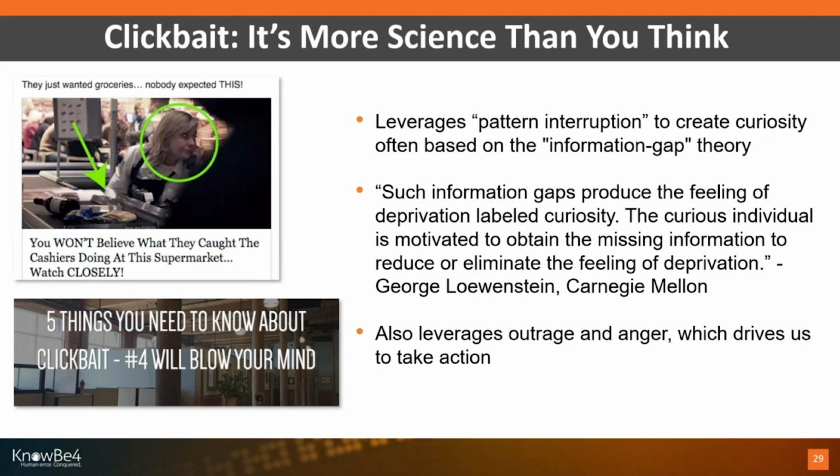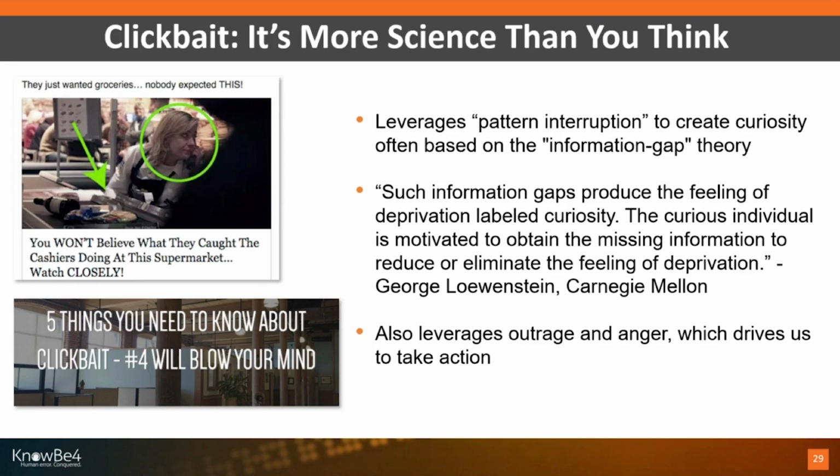Now this one's always fun to me because there is a lot more science to this than most people understand. If you've ever seen these, this is called clickbait. Okay. And I love these, they just wanted groceries. Nobody expected this. I have no idea what they circle and point to on some of this stuff. It makes absolutely no sense. But the idea is to get your attention. You won't believe what they caught the cashiers doing at this supermarket. Watch closely, right? So now you want to know what these cashiers were doing.